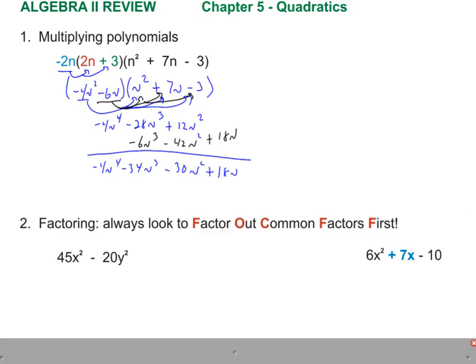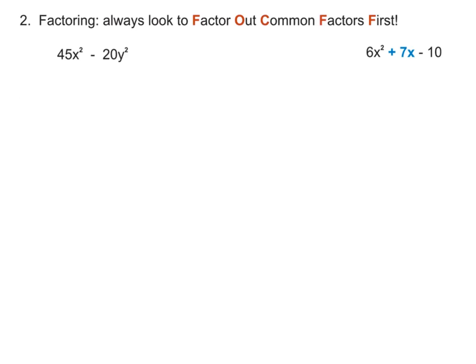All right, second scenario here. Let me get rid of my shade and go top of the page for you. All right, factoring. Don't forget the key in factoring is always look to factor out common factors first. Always look to factor out common factors first. So if you look at this first one, this binomial, I'm going to factor out a common 5. When I factor out a 5 out of the first term, I'm left with 9x squared. When I factor out a 5 out of the second term, I'm left with negative 4y squared.